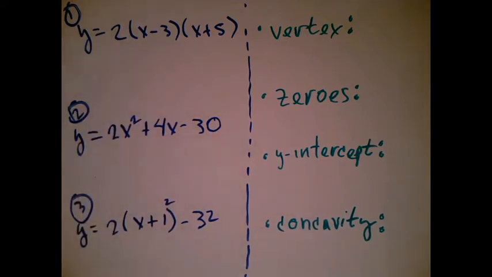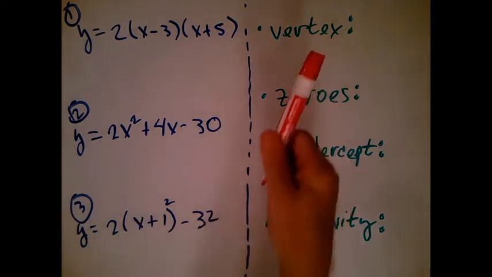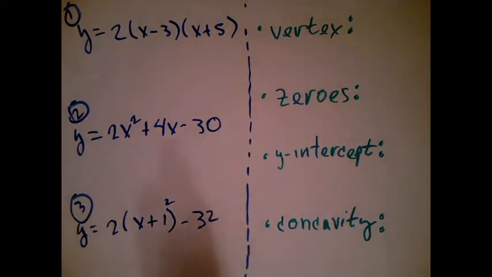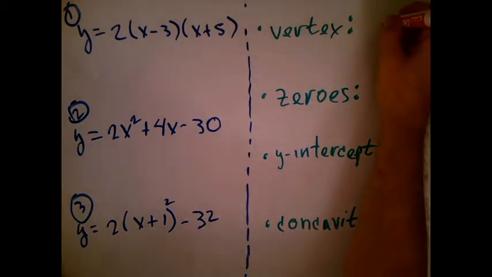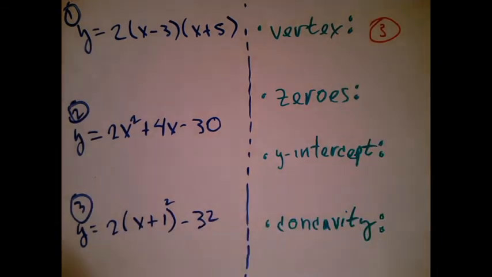Now, the very first thing, and probably the most important thing about a quadratic function's graph, is the vertex. So if I want the vertex, well, I'm going to look at this one right here, because I can tell right away that the vertex is -1, -32. So I'm just going to put a little 3 over here that says that when we're looking for the vertex, we want the vertex form.